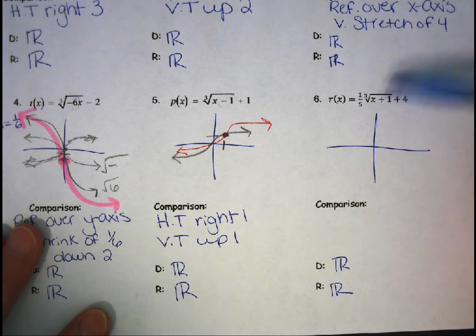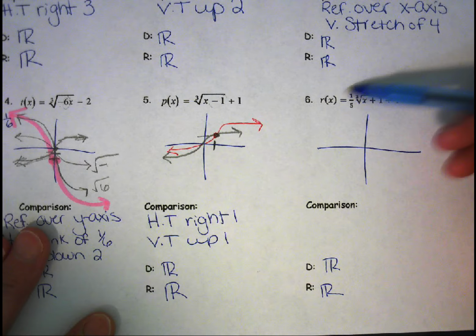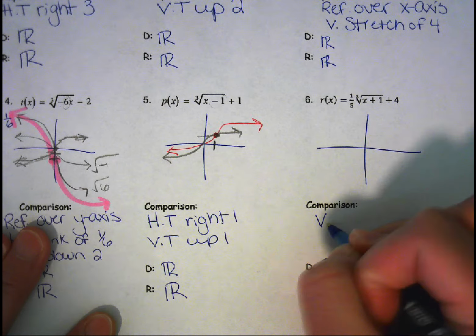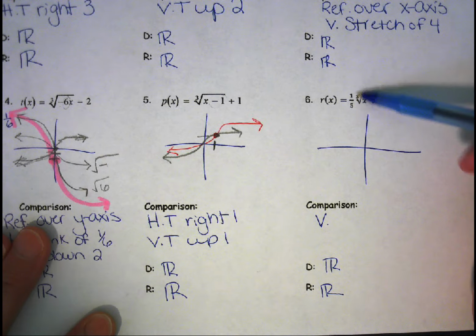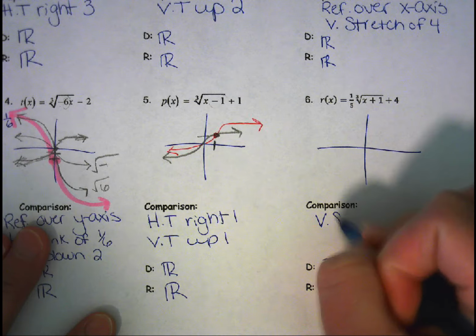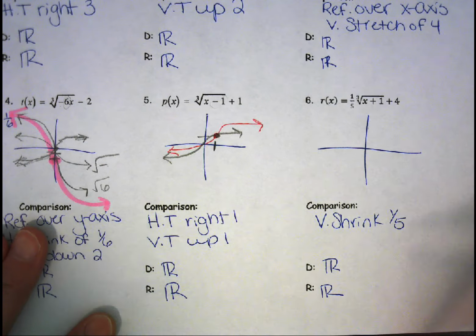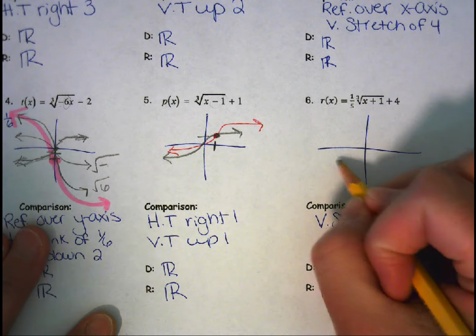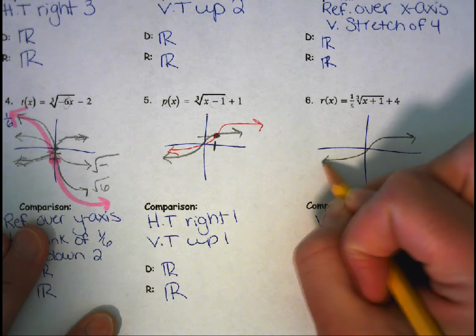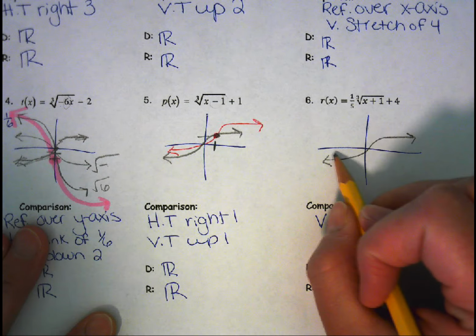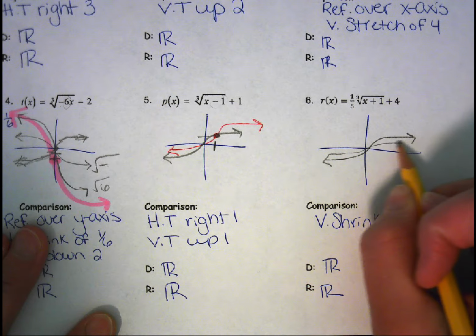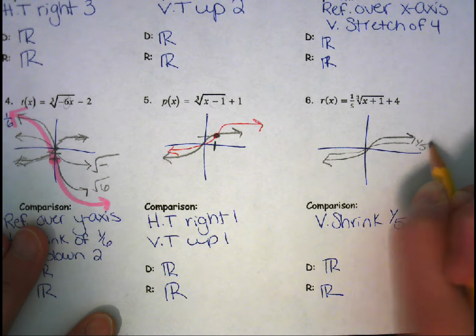Okay, cube roots here, number 6, 1/5. It's outside, so we know it's a vertical, and it's between 0 and 1, so that's going to be a shrink. Now remember, shrinks are going to make them flatter. So if you have the original, 1/5 now is just going to make it more inside, like this, like flatter. So that would be the 1/5 part, okay?